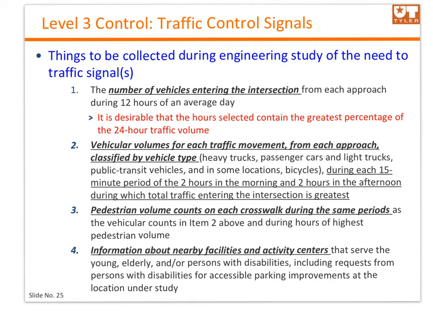You also have to collect information about pedestrians, so we need to know pedestrian volume counts on each crosswalk during the same periods as the vehicular counts in item 2 above and during hours of highest pedestrian volume. Another bullet that we need to include in our engineering study is any information about nearby facilities and activity centers that may serve young, elderly, and persons with disabilities, including requests from persons with disabilities for accessible pedestrian improvements at the location under study. So we need to have this in mind as well.